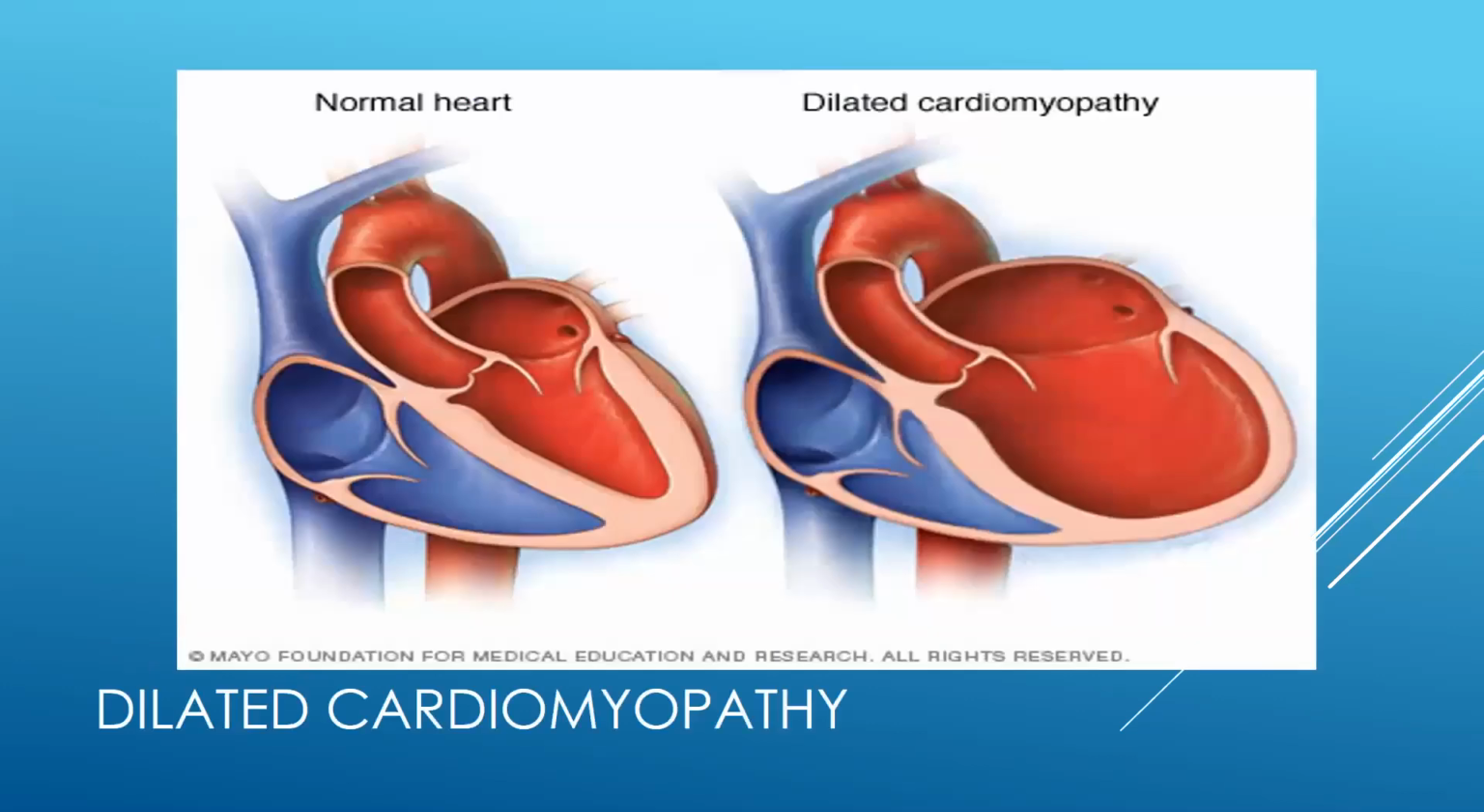So let's look at this picture. On the left side of the picture, we see a normal heart. Ventricles look nice. You see the walls of the ventricle, the walls of the atrium, and the aorta. And in this picture, we're talking about dilated cardiomyopathy. When we talk about dilated cardiomyopathy, there's a disease of the heart associated with dysfunction during systole.